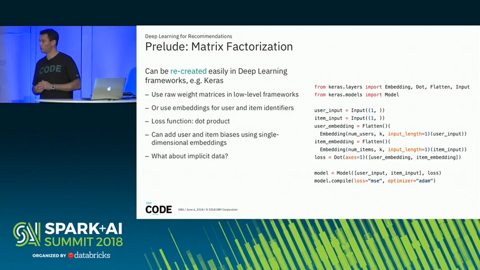So what's interesting and good news for us is that this can be easily recreated in these flexible deep learning frameworks. For example, traditional matrix factorization in Keras looks something like that. In a low-level framework like TensorFlow, you can use the weight matrices directly. In Keras, you can use embeddings for users and items because they're really just categorical features, the IDs. You can use a dot product loss function, and then you just plug it into your standard Keras machinery, and away you go.